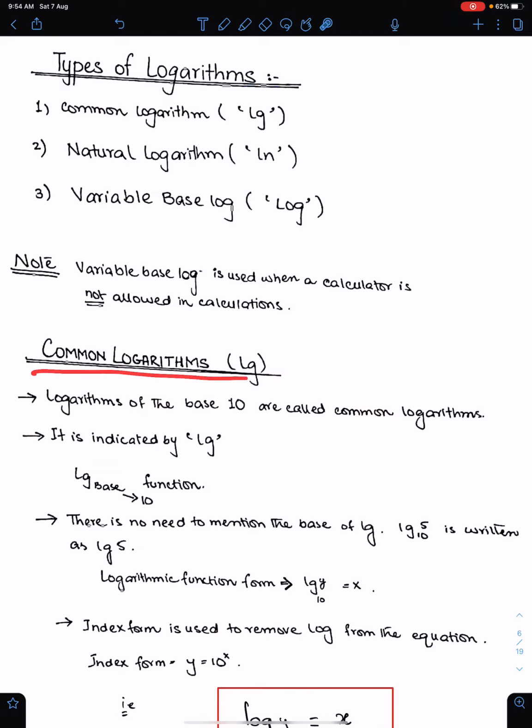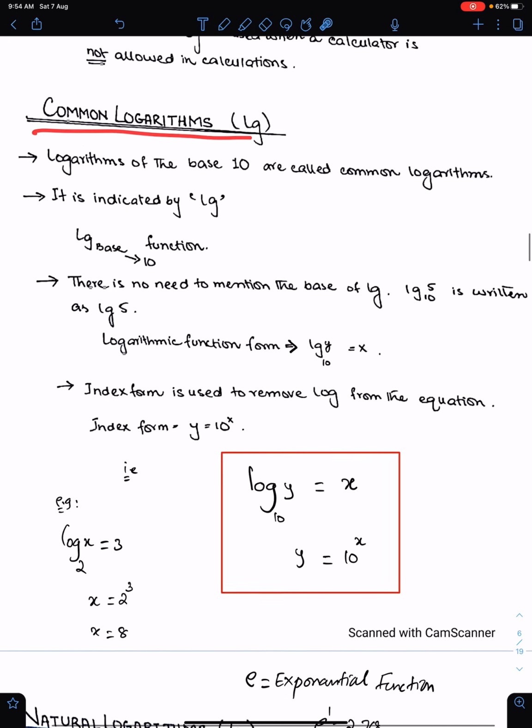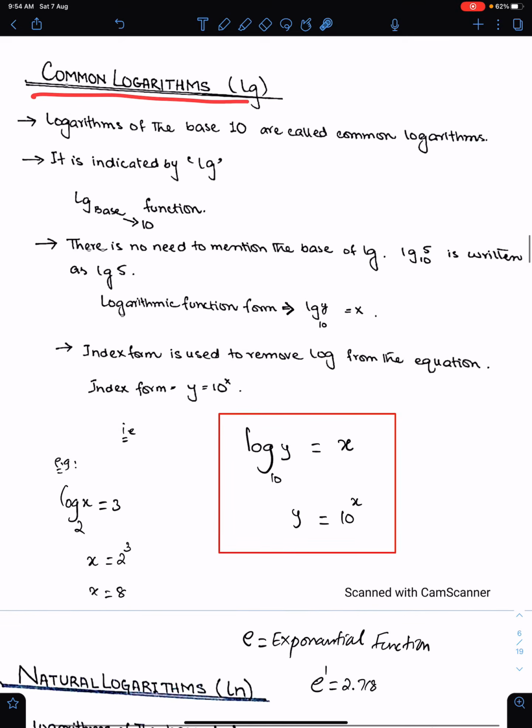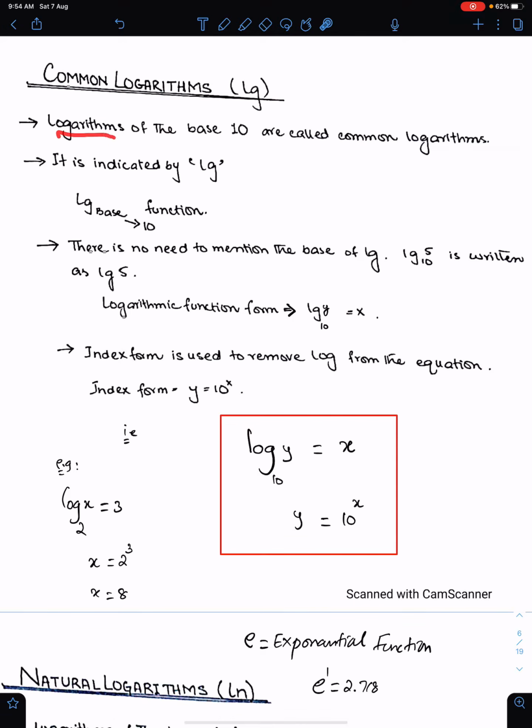Common logarithms. Well, logarithms of the base 10 are called common logarithms. It is indicated by lg in writing, and in the calculator it is indicated by the log key. This log has base 10. You can understand this as, this is the base and this is the function, and the base of this log is always 10.